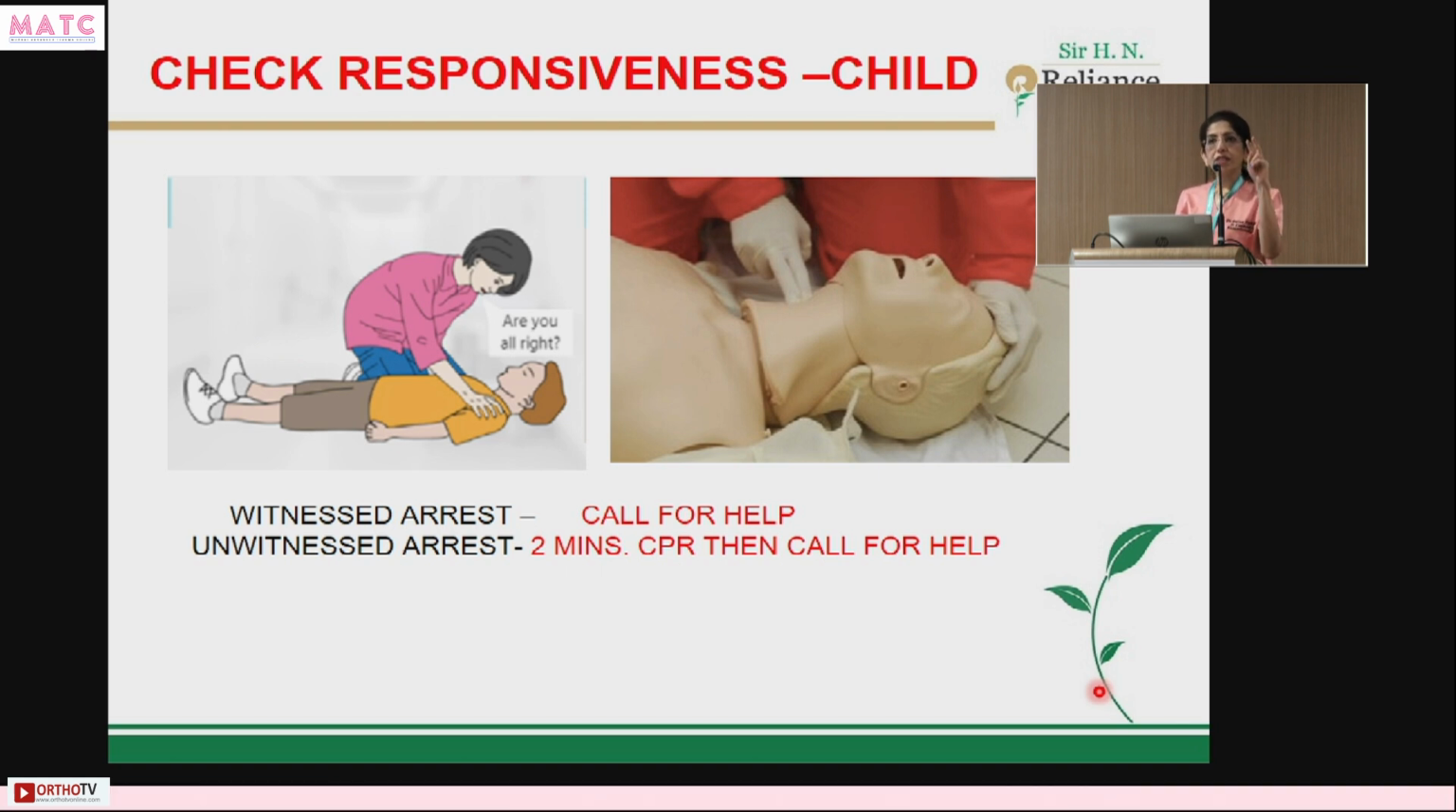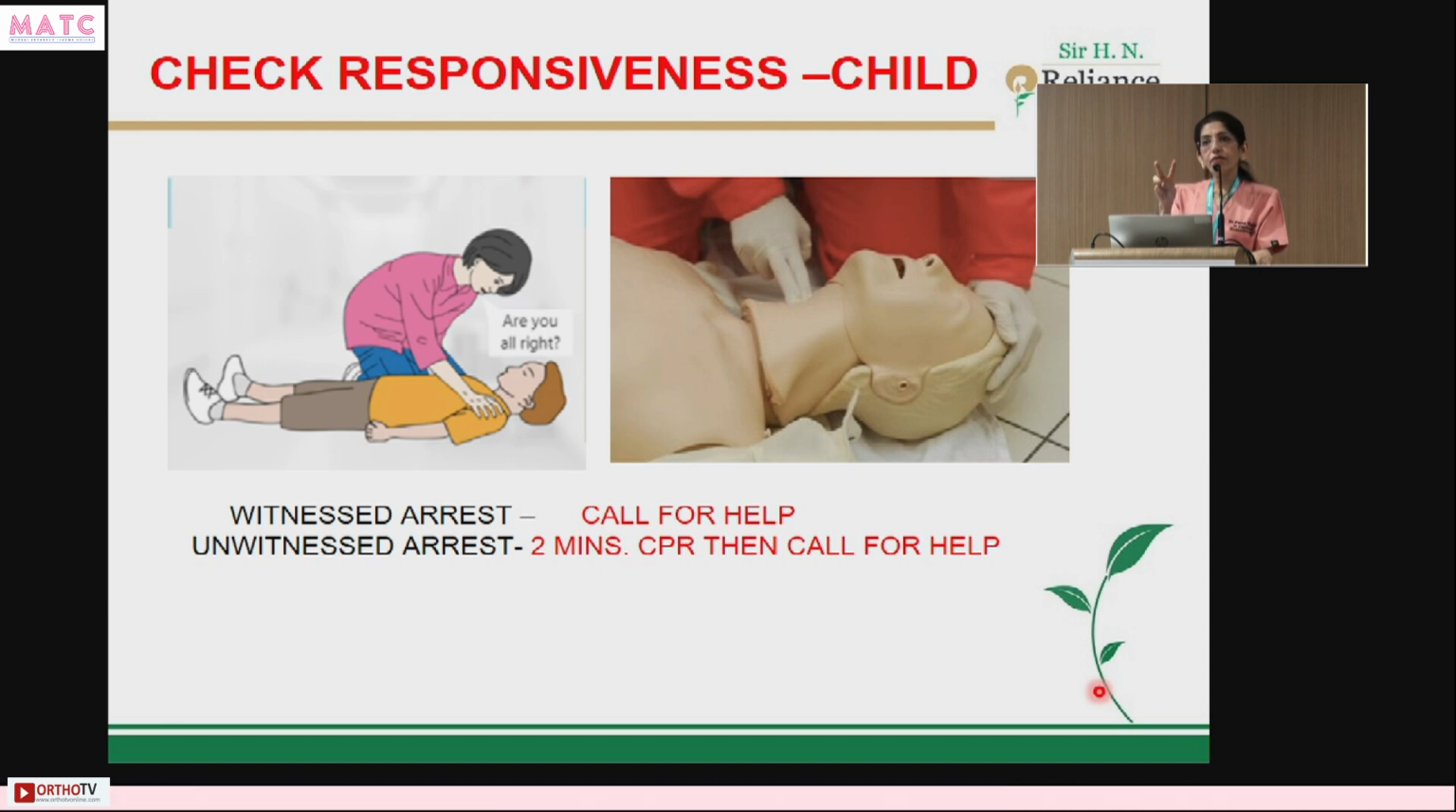The only difference in children is if you have just witnessed the collapse in front of you, then you still have the time to go and call for help. So if you have just witnessed the arrest, go and call for help. But if the arrest has occurred earlier and now you are seeing the patient, then you start with the CPR, give CPR for 2 minutes and then go and call for help.